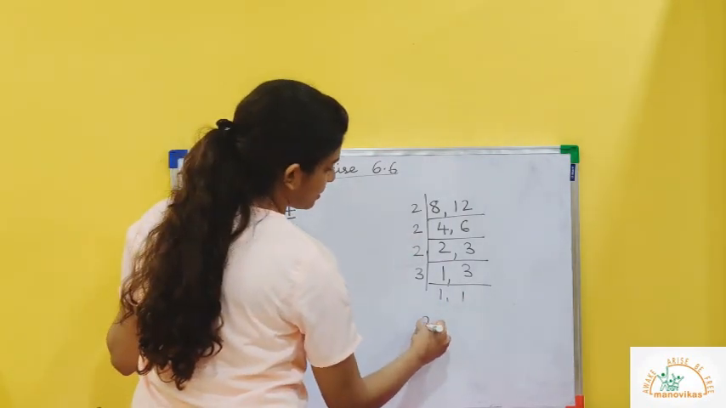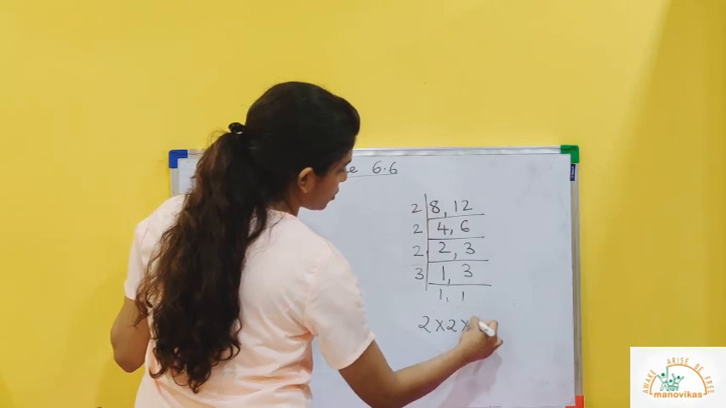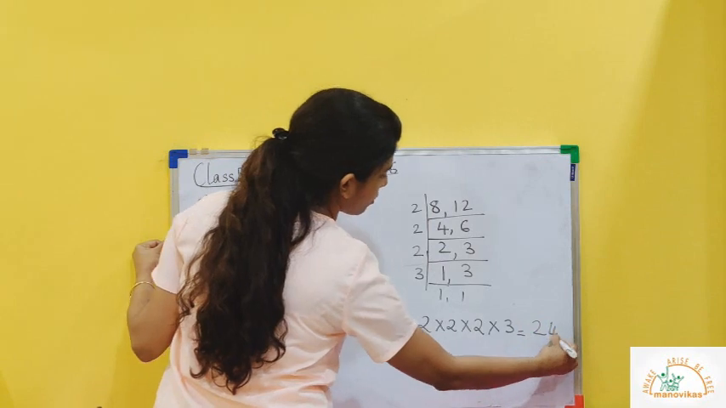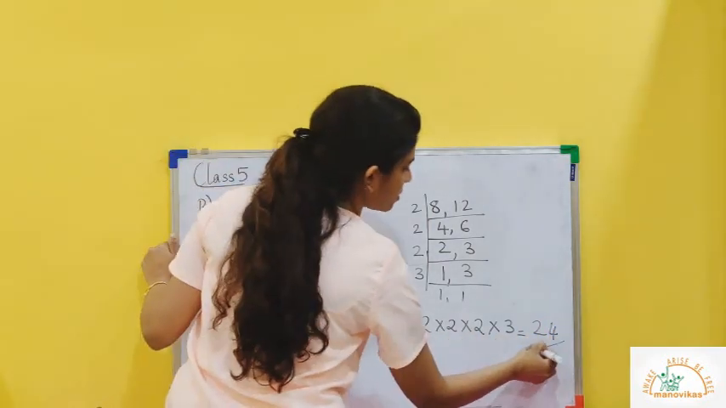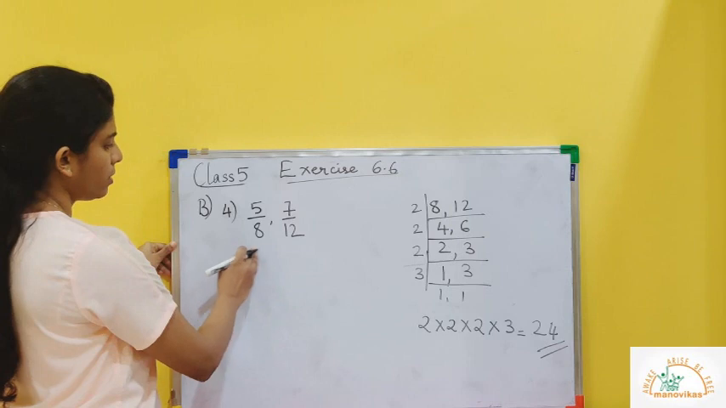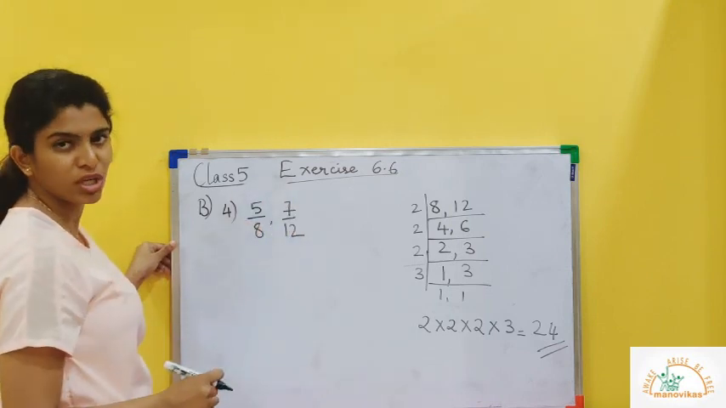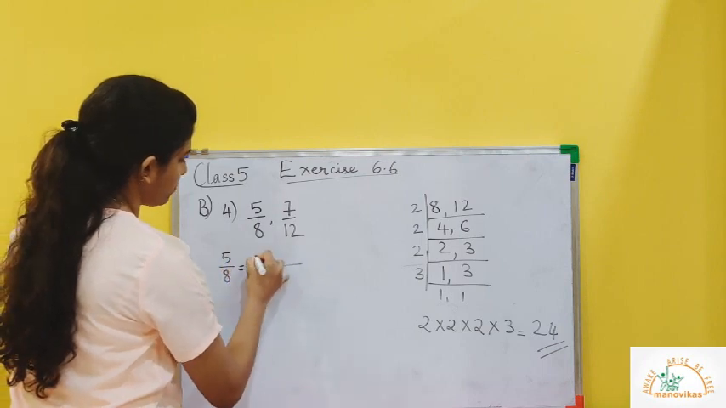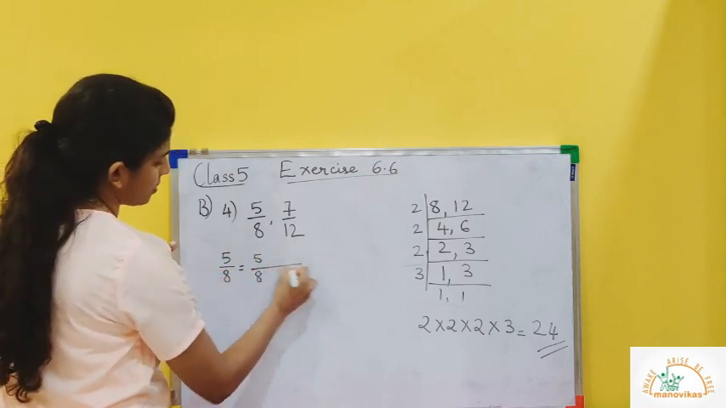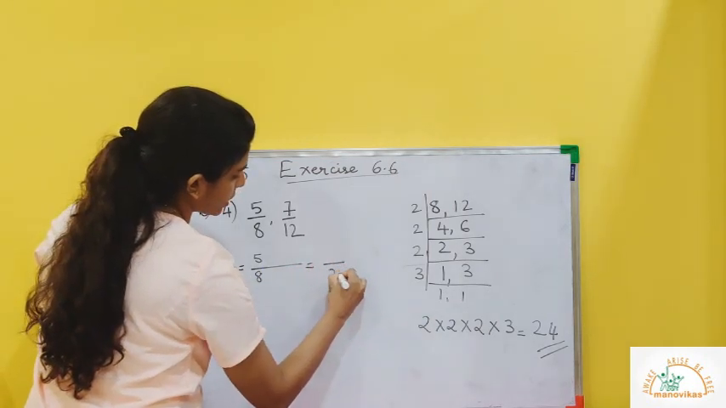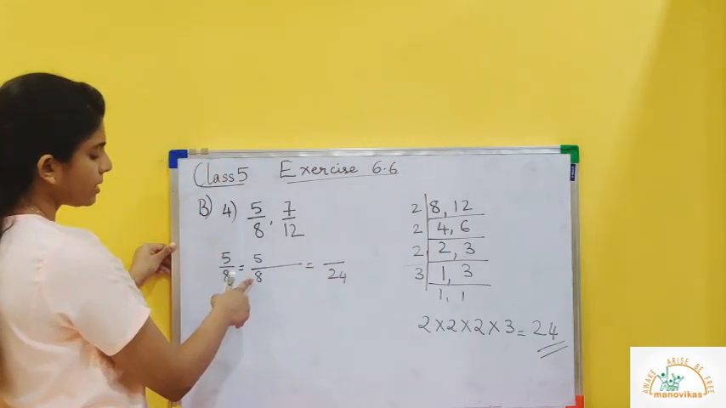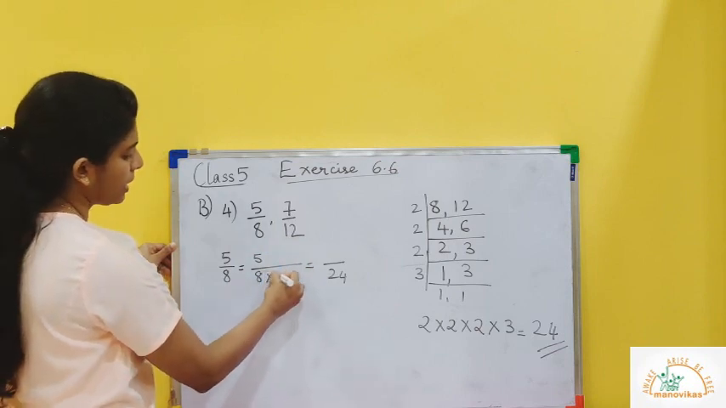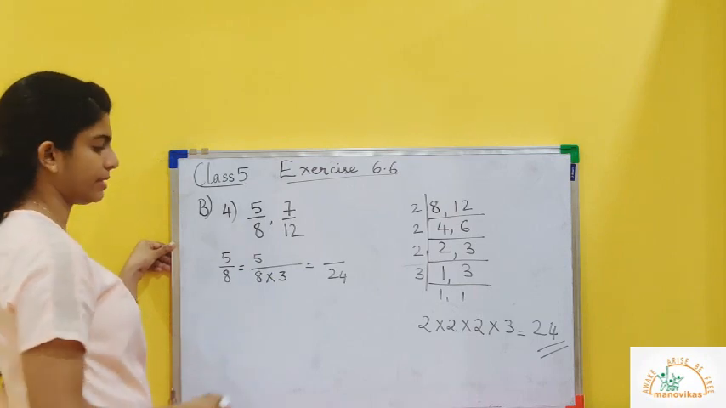Now multiply all these numbers. 2 into 2 into 2, 8. 8 into 3 is 24. So the LCM here is 24. Now here both the numbers I have to change. So bring down 5 upon 8. The denominator should be 24. So 8 into something should give me 24. So 8 into 3 is 24, students, right?